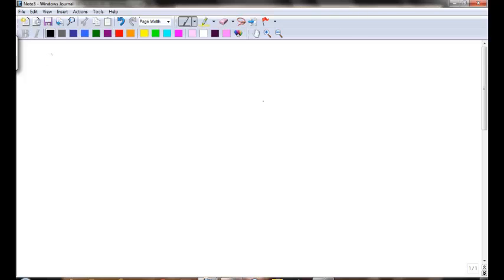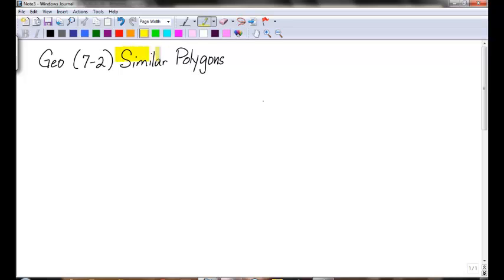Okay, this is on similar polygons. On similar polygons, we have spent a good share of time going through congruent polygons. Congruent polygons have the same size, same shape. All the angles are congruent, all the lengths are congruent. This is a whole different thing. This is similar polygons. So I want to go through the definition, then I'm going to go through an example.